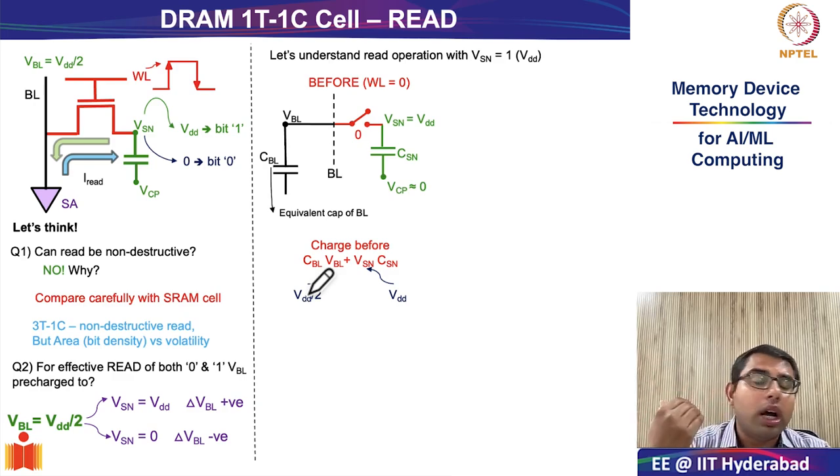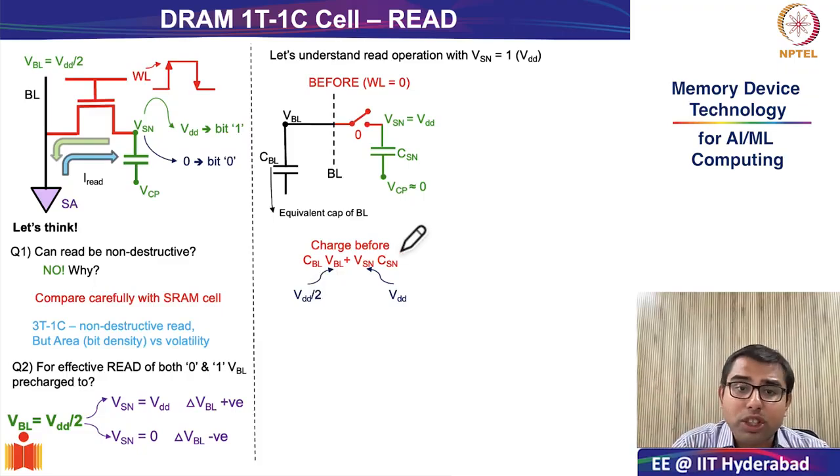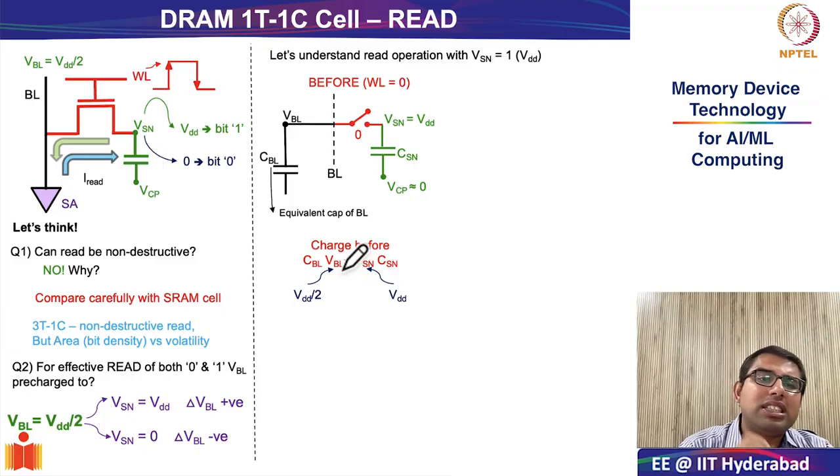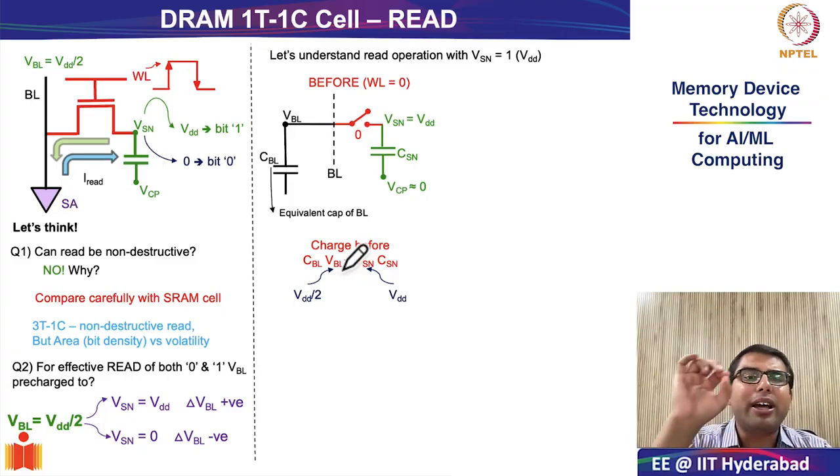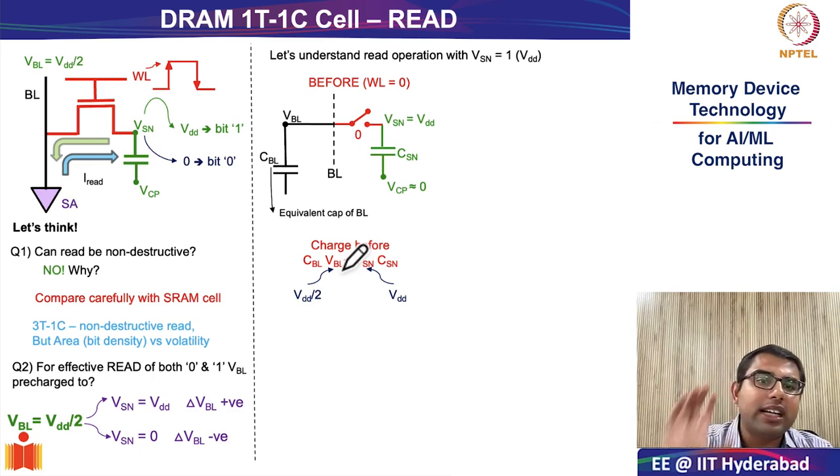Q, which is charge, is nothing but C, the capacitance, multiplied by V, the voltage, and that is what I have done. So the charge in the entire system, which is an isolated system, since the bit line and the storage node are isolated, is nothing but CBL into VBL. CBL is nothing but the lumped capacitance of the bit line. The lumped equivalent capacitance of the bit line is represented by CBL.